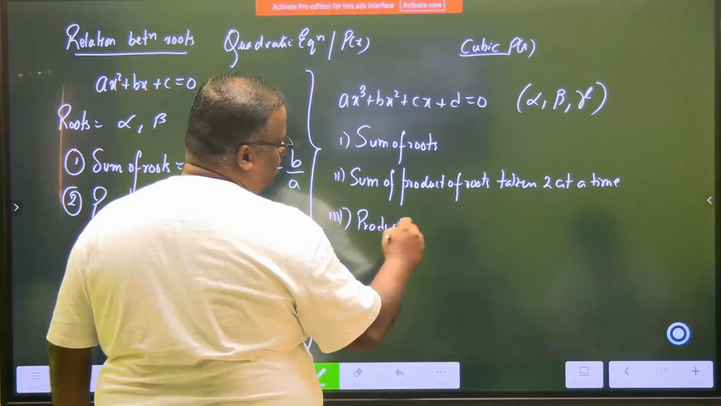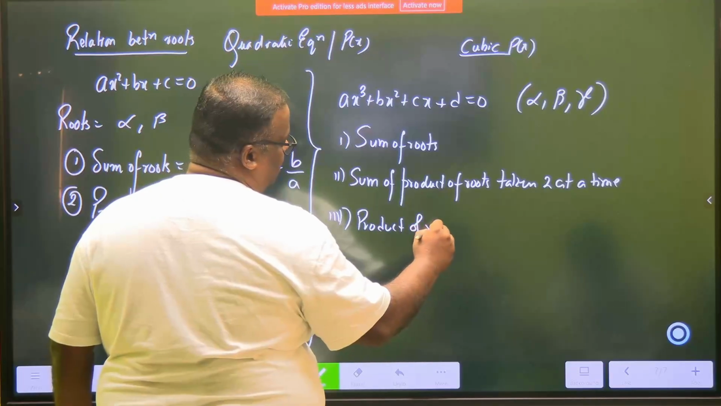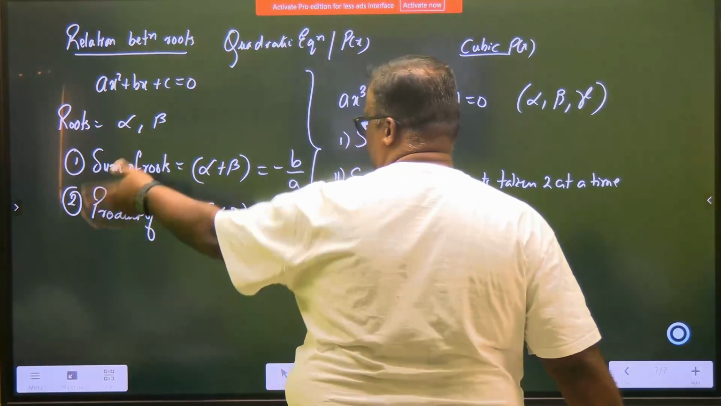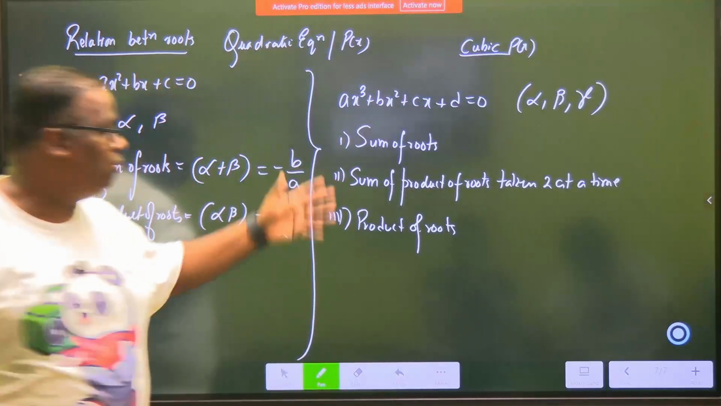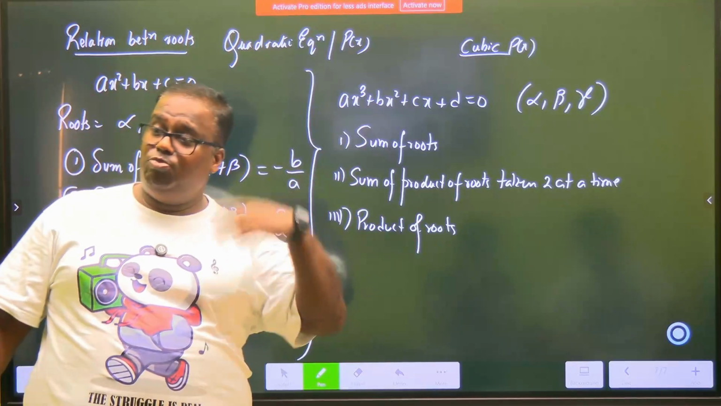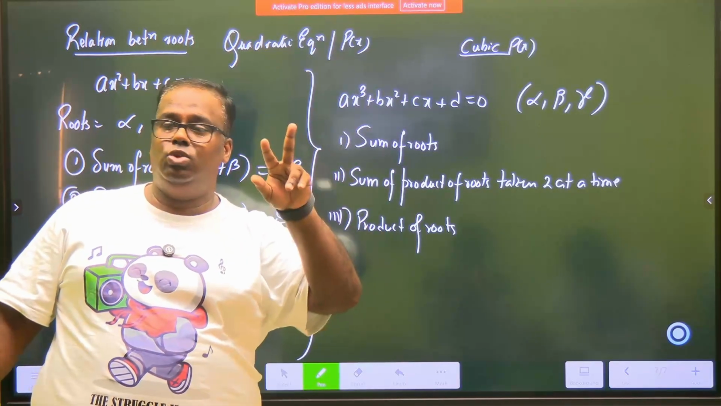Here, one more thing enters. Product, another thing enters here. Here we had life was simple, sum and product. Here we have sum, product, and one more, sum of product of roots taken two at a time.